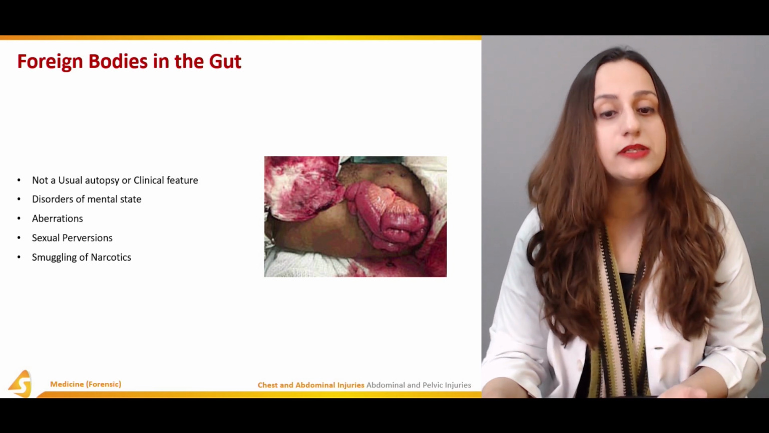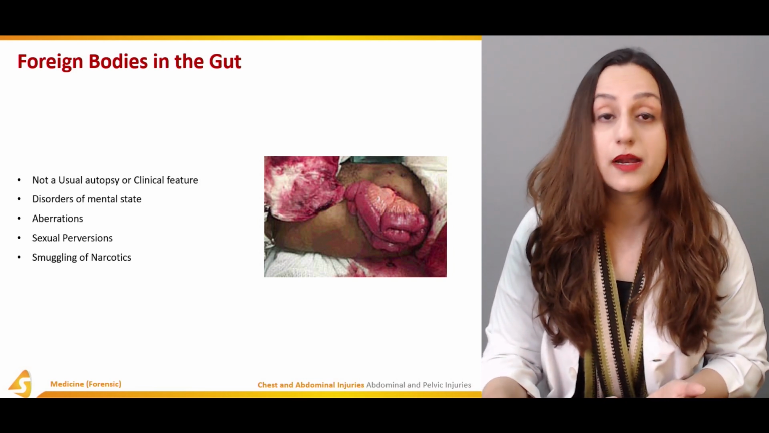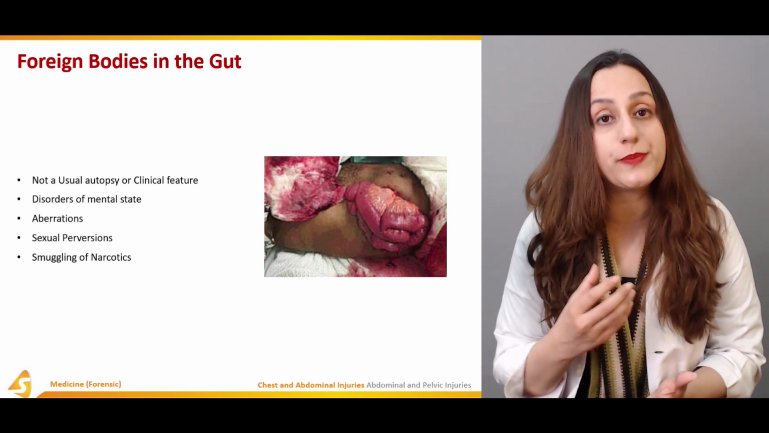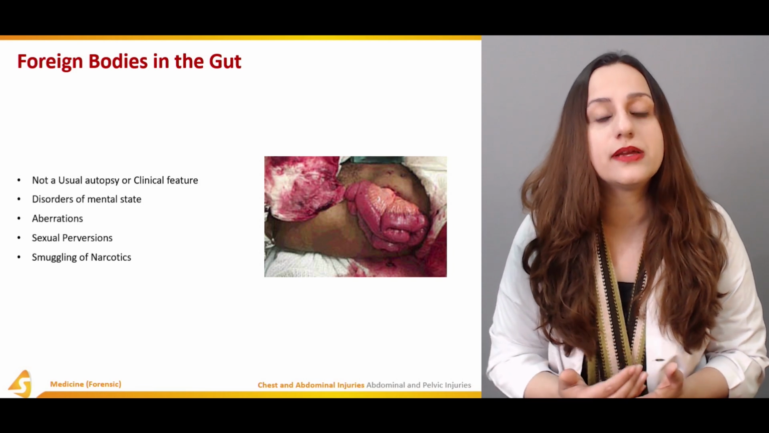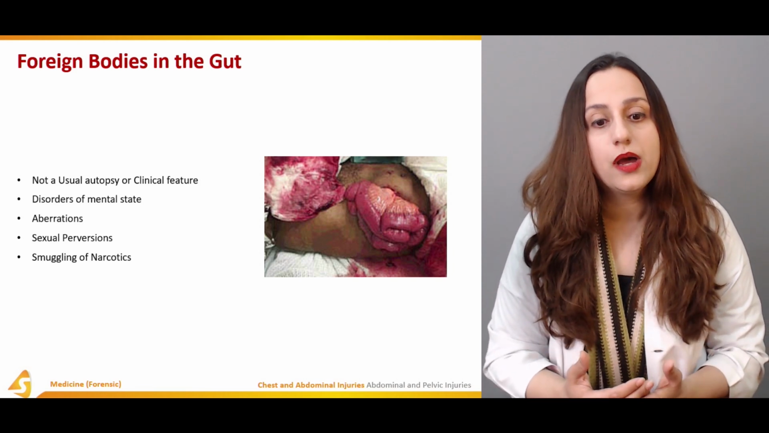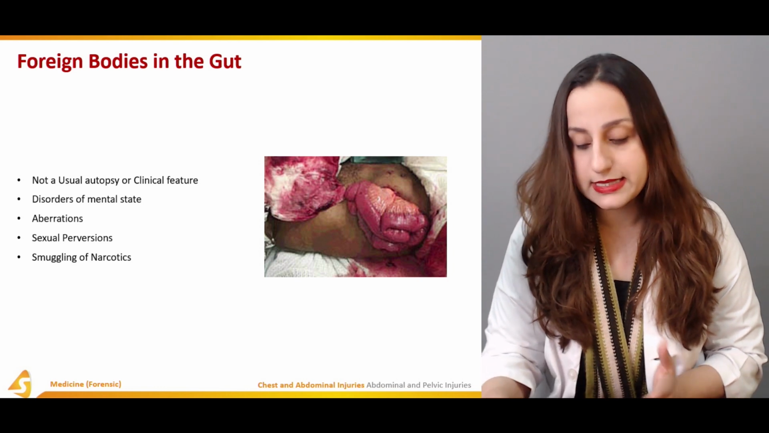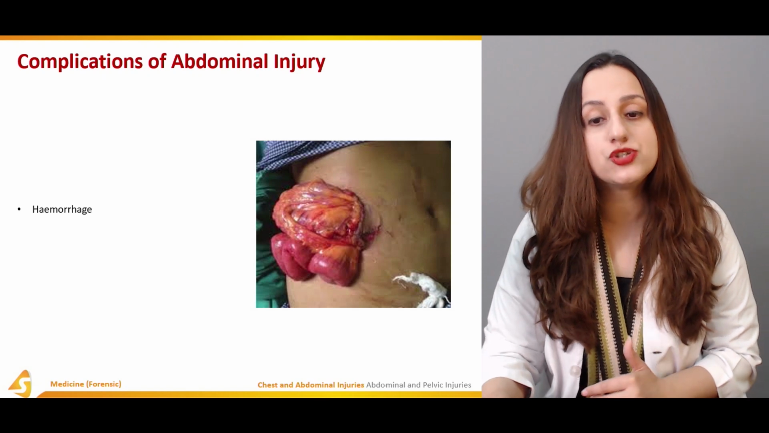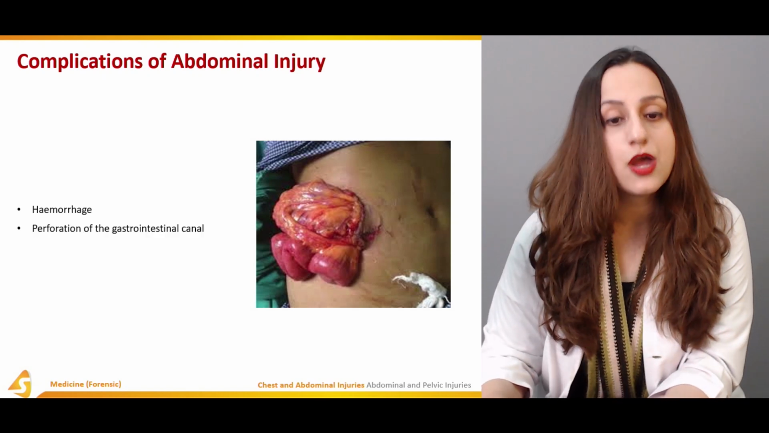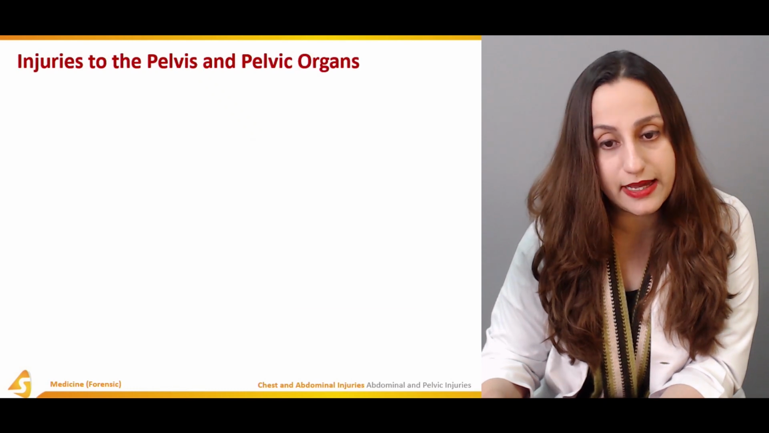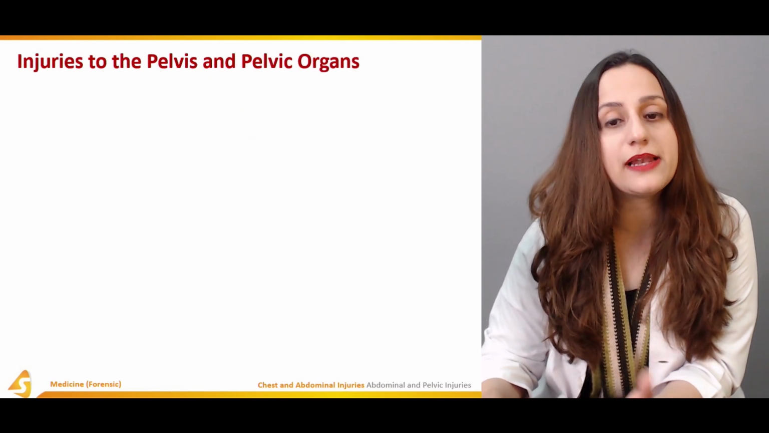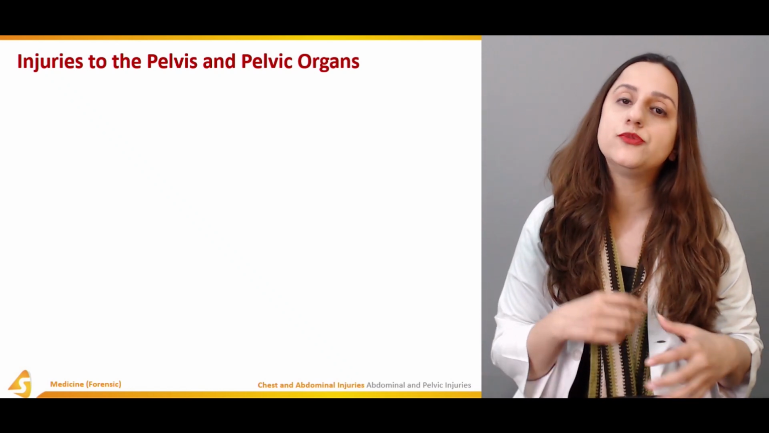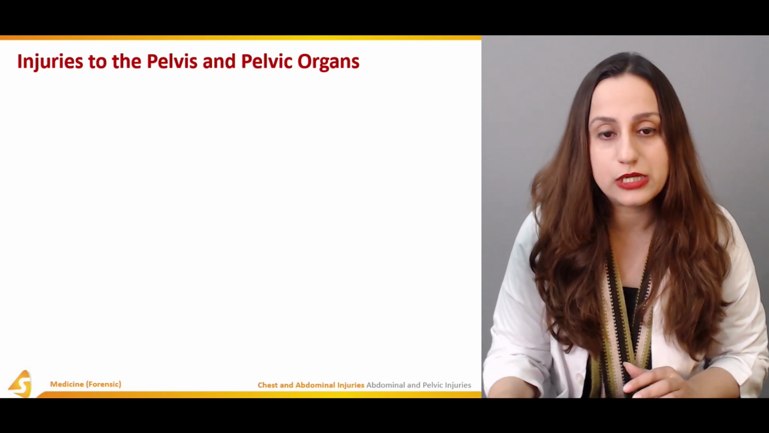Now, the smuggling of the narcotics, they are basically known as the body packers. This is the specific terminology which is used for people who basically carry drugs in their intestinal tract. So, the smuggling of the narcotics can again be another part of this. Complications of the abdominal injuries: hemorrhage can occur, perforation of the gastrointestinal canal can occur, and injuries to the pelvis and the pelvic organs is another complication whenever there is an abdominal or a pelvico-abdominal trauma.